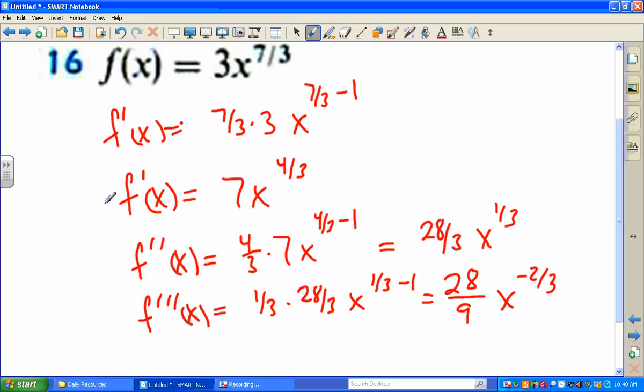That's fine. The main thing is that the second derivative is the derivative of the first one. Third derivative is the derivative of the second one. Pretty interesting. I like that.